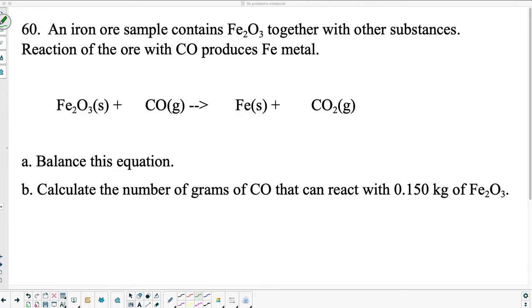Honors class, this is the last one of the problem set. This is number 60. I know the calendar says there's a number 72, but we're not doing that one. So we're going to just push on through with number 60 here.